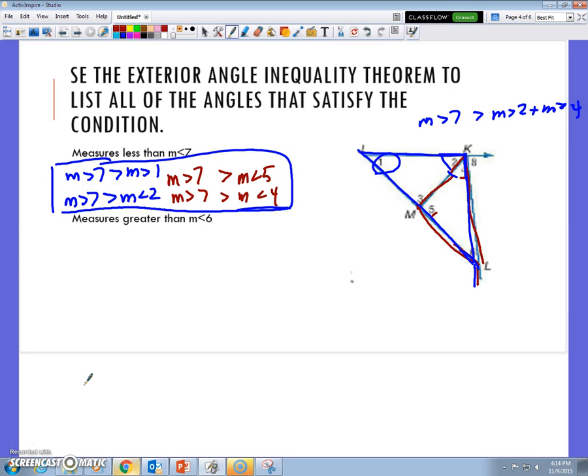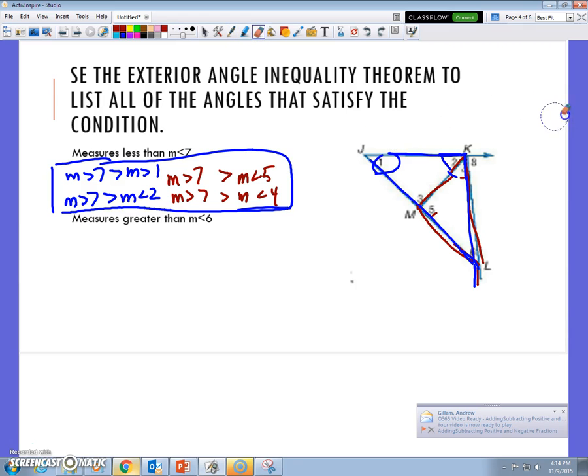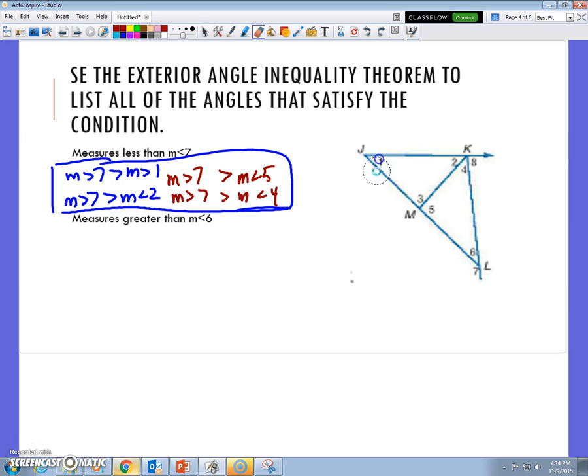If I'm looking for measures greater than angle 6, I know there's more because you can just tell there's an acute, but specifically with the theorem, angle 6 is this one right here. I'm looking at the angles that are bigger than angle 6.